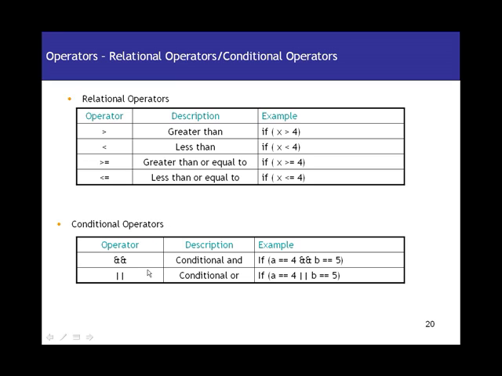Conditional operators, basically it operates on two conditions. So if I say a is equal to 4, it's going to return a boolean, right, true or false, and b equal to 5, the equality operation will also return a boolean. So it's going to check for these two conditions, and only if both the conditions are true, it's going to return true, and if either one of the conditions is false, it's going to return false. Similarly, the OR operator is going to return true if either one of the conditions is true, right, and if both the conditions are false, it's going to return false.